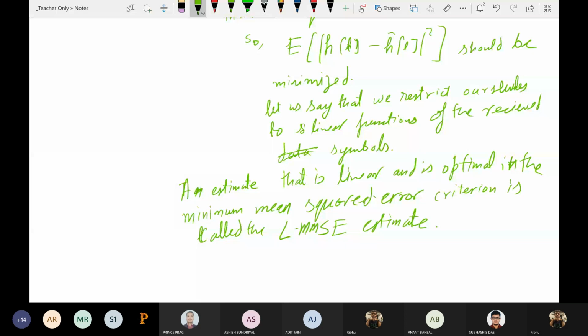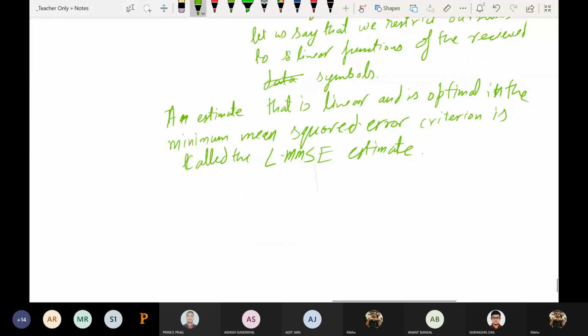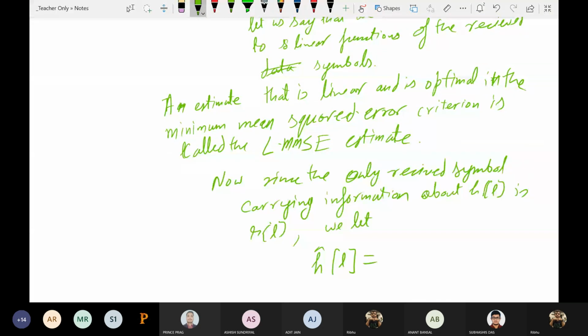So now, since the only received symbol carrying information about HL is RL, we let H hat L equal CL RL, right?